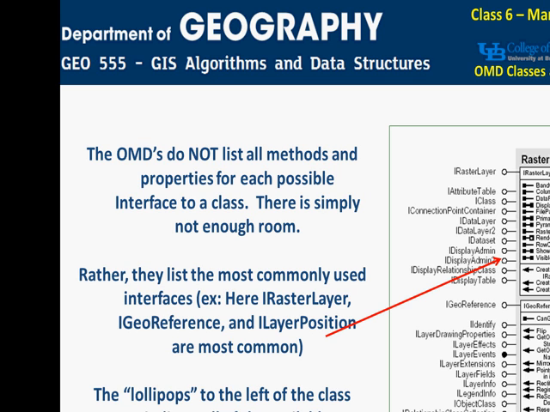But raster layer also can be used with all these other interfaces. So rather than try to list all of them under raster layer, they use these lollipops. And then you can look in help for more info. So I could say, if I want to use iIdentify with raster layer, you'll use it with a vector layer in lab 4. I can see here, oh shoot, I don't have the properties and methods, but at least I know that raster layer is workable with iIdentify. So I'll go look up the help for iIdentify. So that's a space-saving measure, and they're indicated, like I said, with these lollipops.